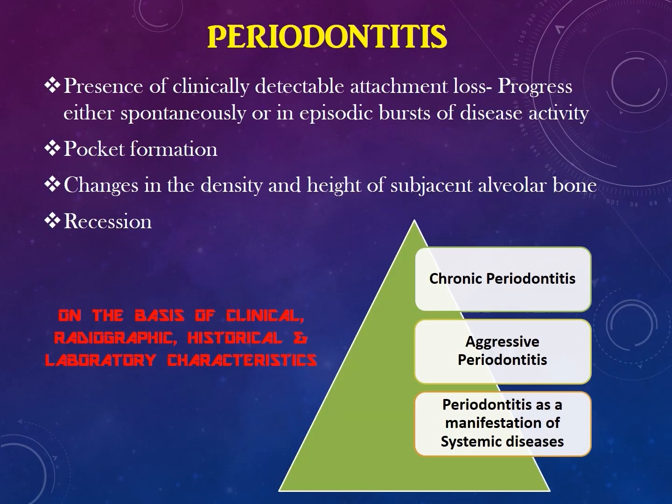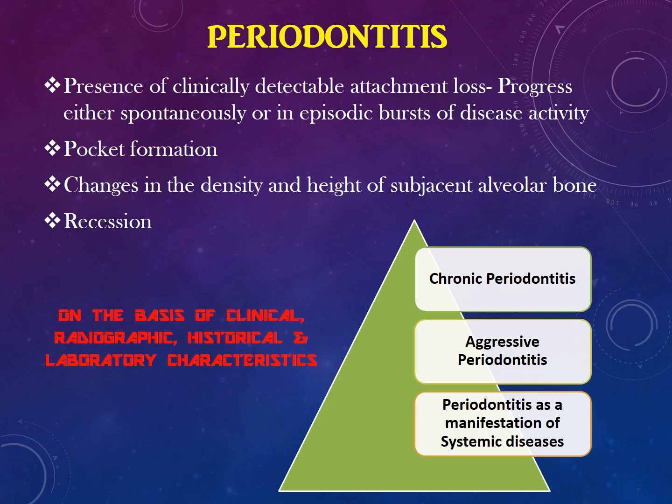So now we have finished with all the gingival diseases. Now we are moving on to periodontitis. Periodontitis is defined as an inflammatory disease of the supporting tissues of the teeth, which is caused by a specific group of microorganisms, resulting in progressive destruction of periodontal ligament and alveolar bone.